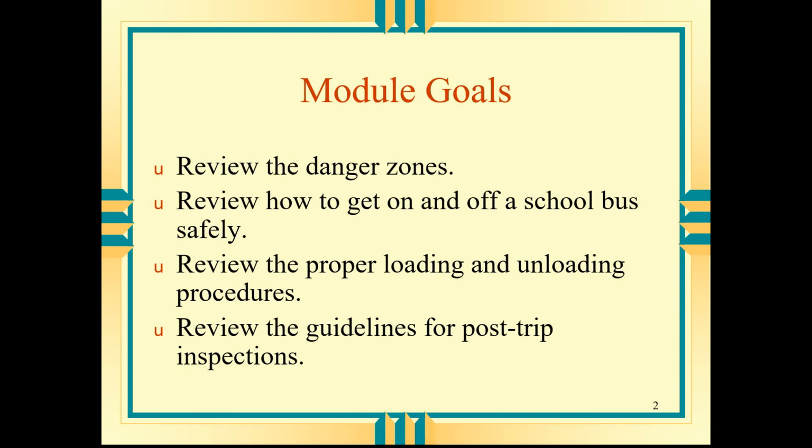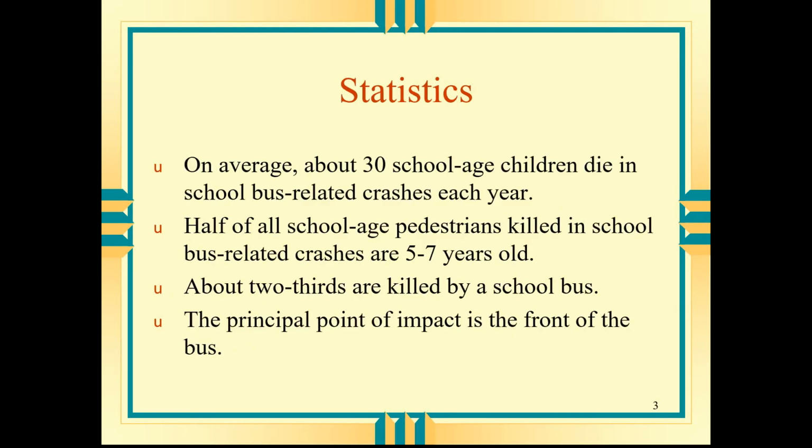So, let's move on to some statistics real quick. On average, about 30 school-age children die in school bus-related crashes each year. Half of school-age pedestrians killed in school bus-related crashes are 5 to 7 years old. So, we're talking kindergarten to second grade at the maximum. About two-thirds are killed by a school bus. The principal point of impact is the front of the bus, which is why we're talking about loading and unloading today.